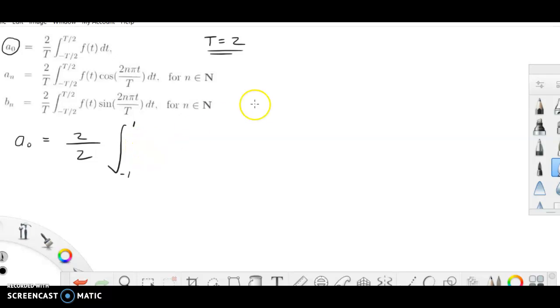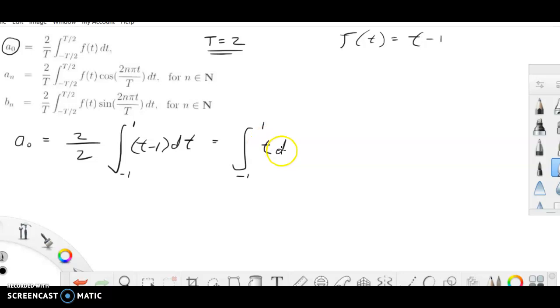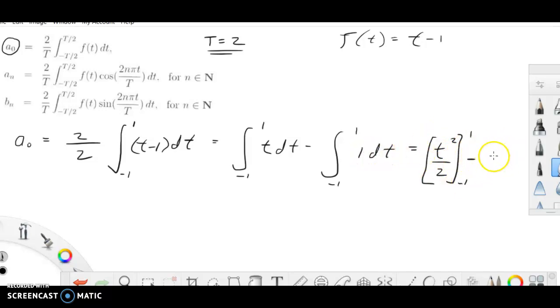Our function, f of t in the first question, our first part, was t minus 1. So instead of f of t, we're going to have t minus 1 there, and we have an old dt, right? So 2 over 2 becomes 1, that disappears, and we're left with 1 and minus 1 here. And then we can separate them out, we have t dt, and we have 1 dt here. Integrating this, we get t squared over 2. We're still going to have to apply our limits, 1 and minus 1, minus the second integral, and integrating that you're just going to get t, and we apply the limits 1 and minus 1 there.